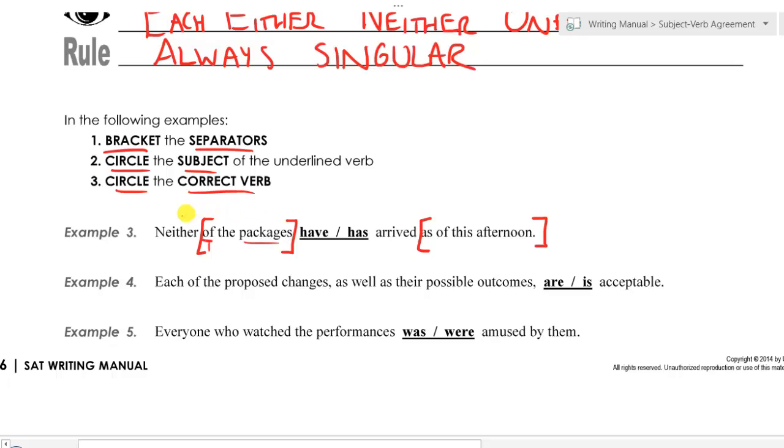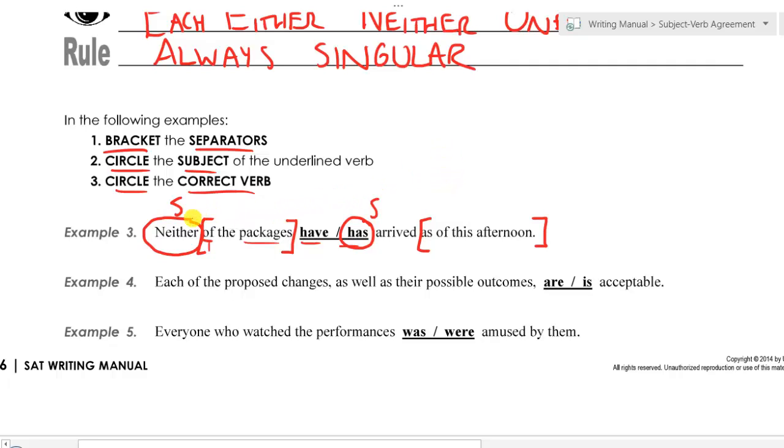So what we're left with is the subject, neither. And then remember, we said that neither is singular. Well, which of these two verbs would we use with a singular subject? We would use has. Neither has arrived. Now, some of you get tripped up by this. Some of you think that to your ear, neither have arrived sounds just as good, if not better. And I don't know, to my ear, it doesn't sound great.